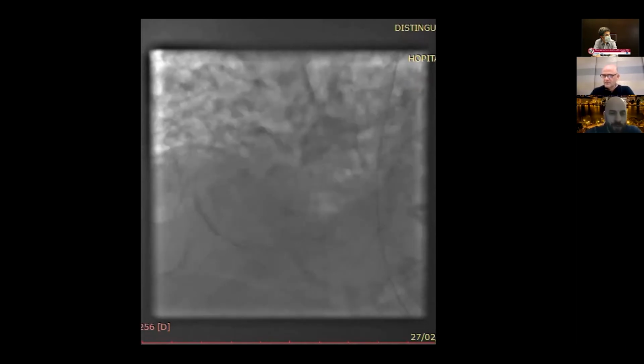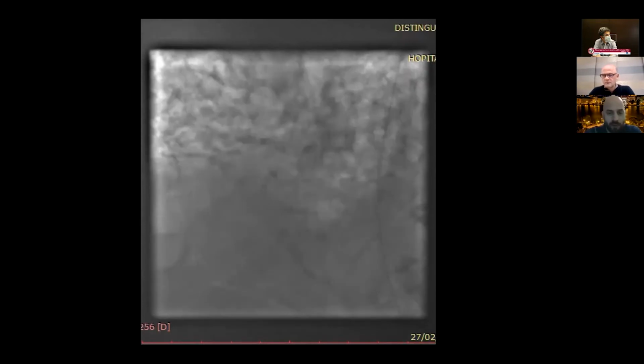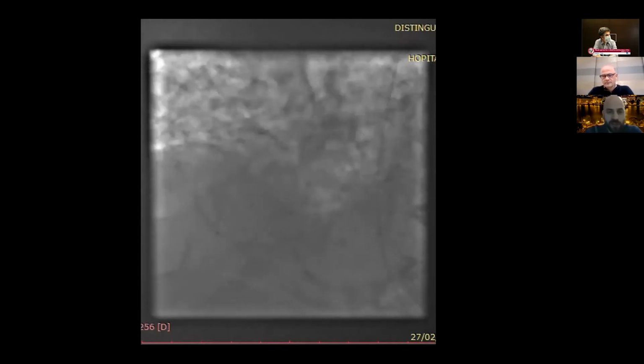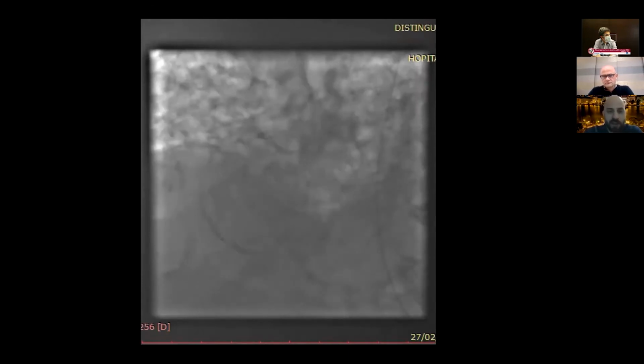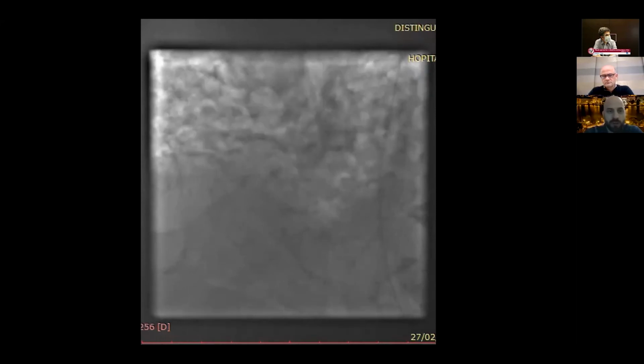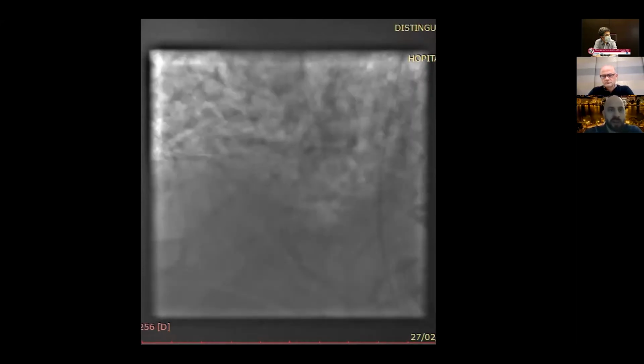So in this situation, what we see at the moment, how I would advance the procedure is advance a floppy RotaWire through the microcatheter, remove the microcatheter, and start a rotational atherectomy with a 1.5 millimeter burr at about 160,000 rpm.